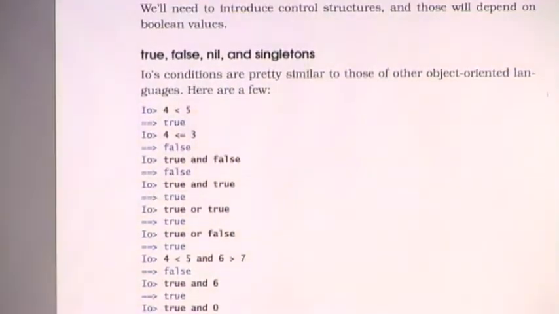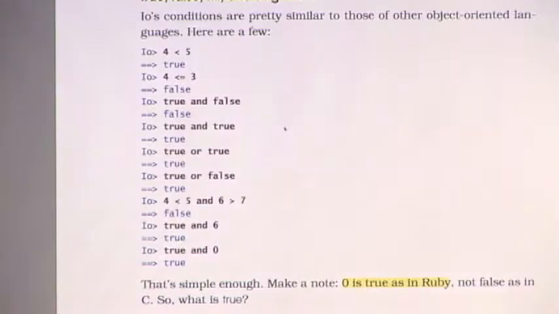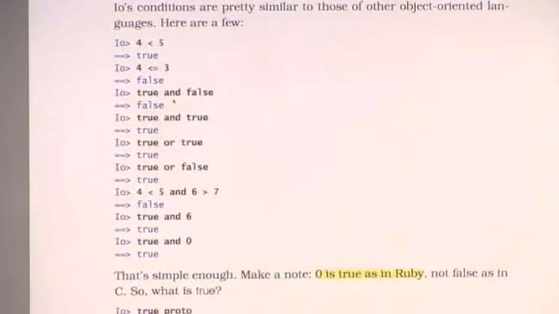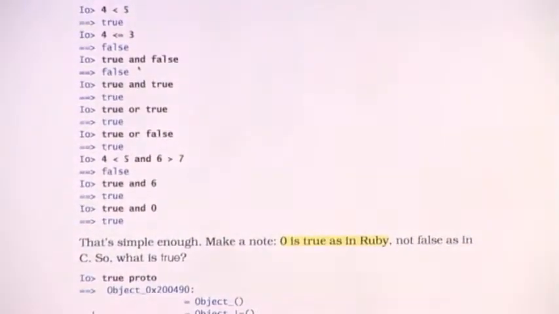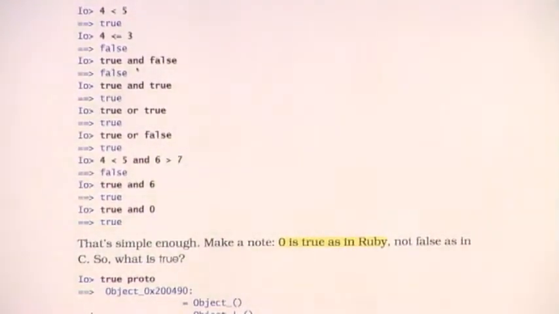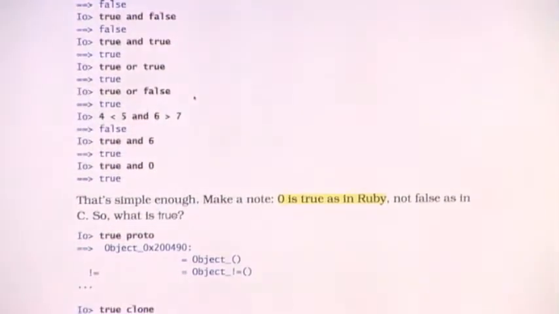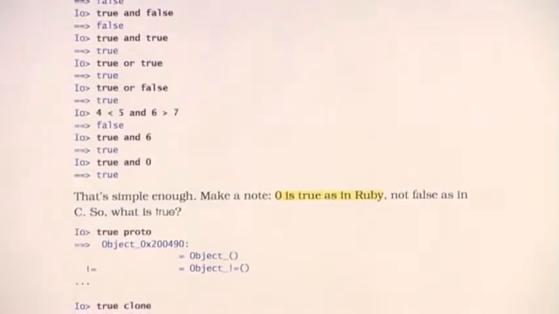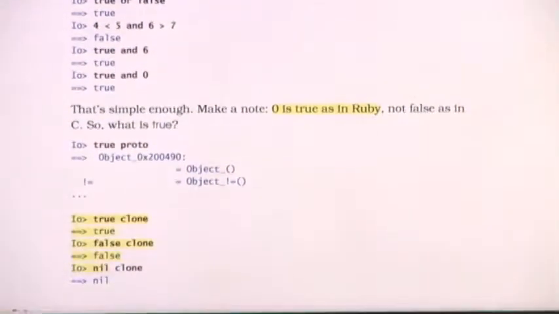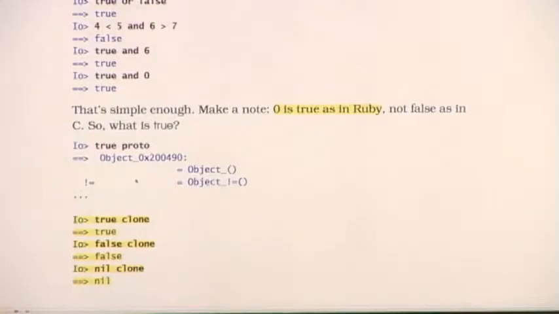True, false, and nil are singletons. These Boolean values behave like you'd expect them to. It has and and or keywords, or methods, rather, like Ruby does. So 0 is true, like Ruby. And you'll see, if you clone either true, false, or nil, it simply returns the original. That's because they are all singletons.